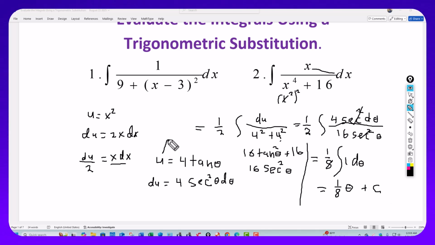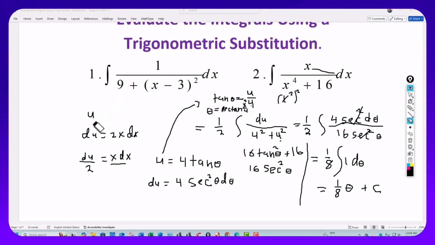But remember, from right here, dividing by 4 tells me that tangent of theta is equal to u over 4. If I take tangent inverse, or arctangent, on both sides, on the left side that's just going to leave me theta. So theta is equal to arctangent of u over 4. But u is x squared, we started off with u being x squared. We get arctangent of x squared over 4. That was the initial substitution.